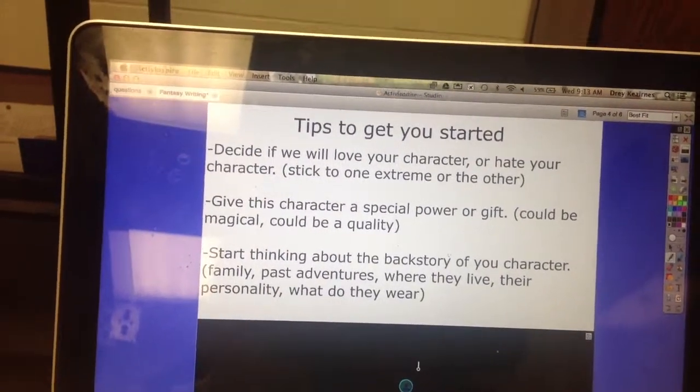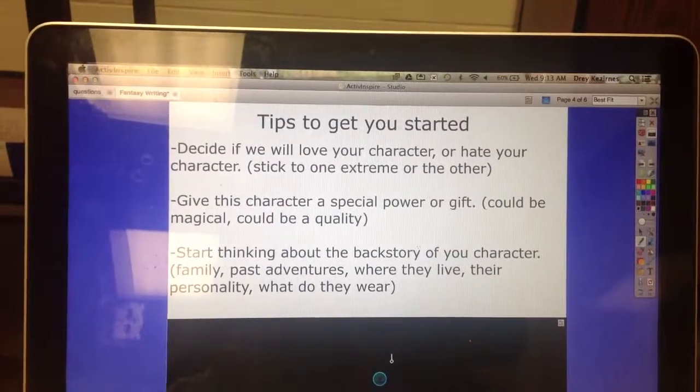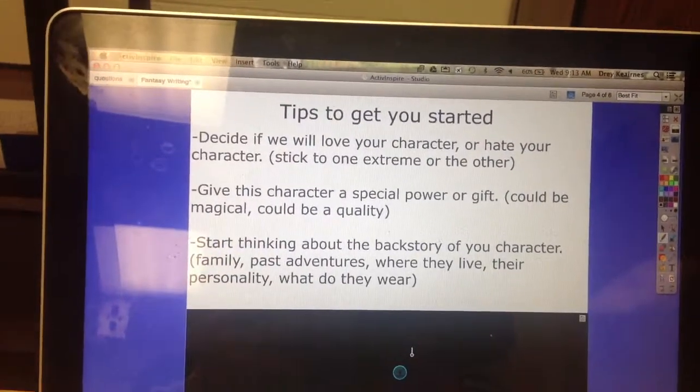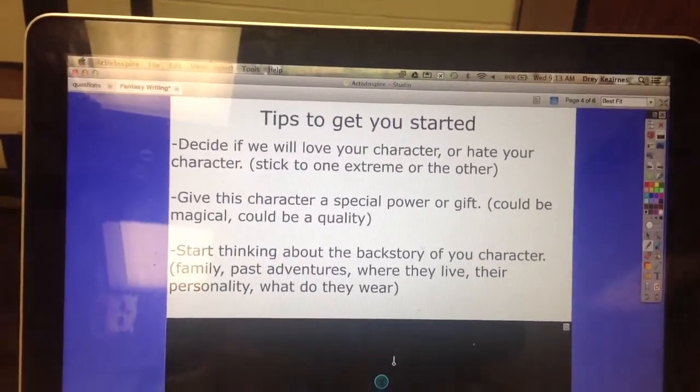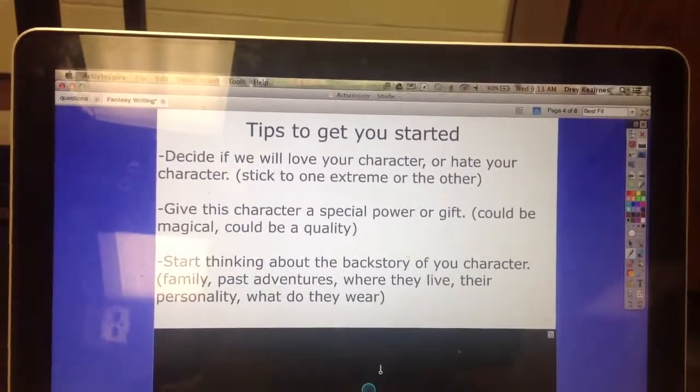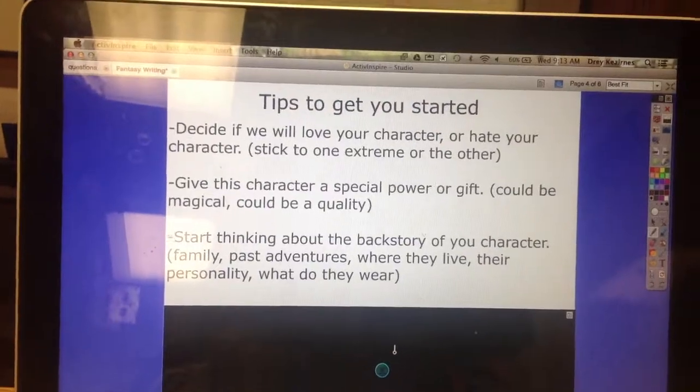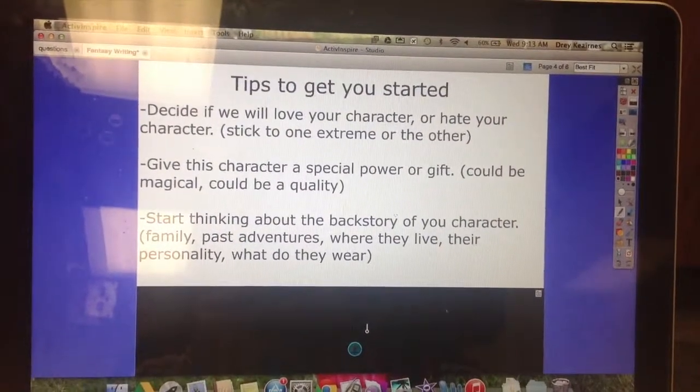What do they wear? Does your character dress in old school fashion? Do they live in an old school world? Do they live in today's world and dress old school? That's up to you. That is for you to choose.